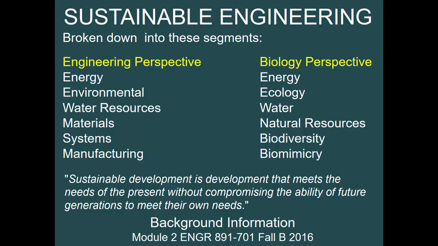Both perspectives have a water resources perspective in terms of managing water and maintaining water. Both perspectives have materials. The engineering perspective focuses more on recycling materials or designing and creating new materials, while the biological perspective focuses more on natural resources and minimizing the impacts or the usage of natural resources. The engineering side will have what we call a systems perspective, while the biological perspective would call that biodiversity. And then, of course, the manufacturing side of sustainability from an engineering perspective versus what the biologists would call biomimicry. So how do I put something together as elegantly, as quickly, and cheaply as possible?